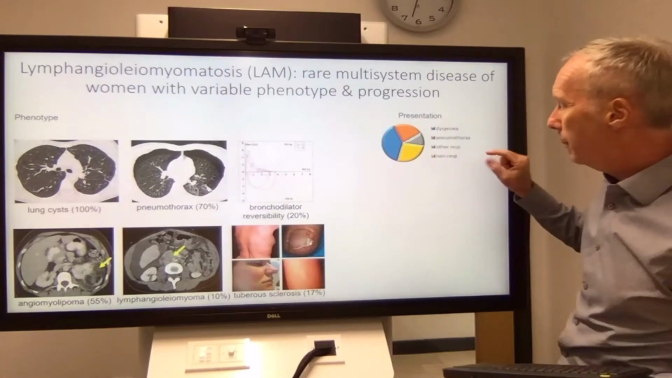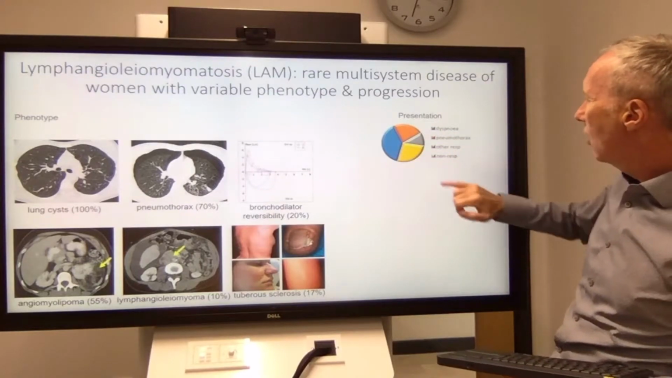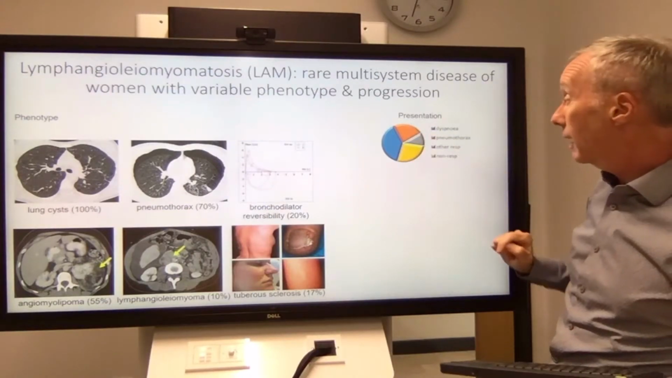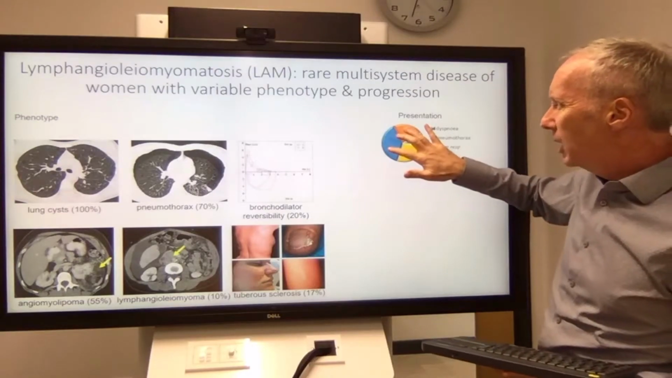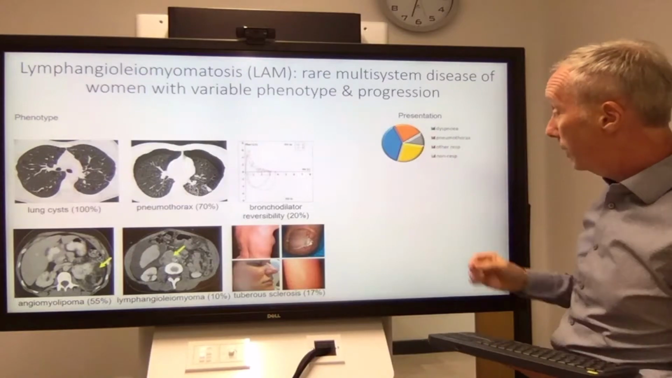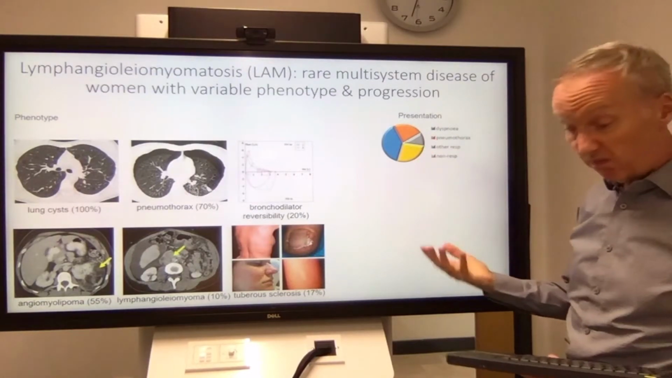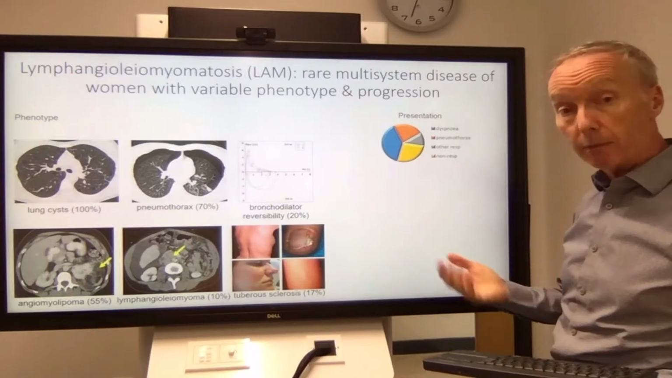So you see some people, their first symptom of LAM might be breathlessness, or it might be a lung collapse. And actually these people who present with breathlessness or lung collapse might behave differently in terms of their LAM from people who present with things that aren't related to the lungs, perhaps from kidney tumours.